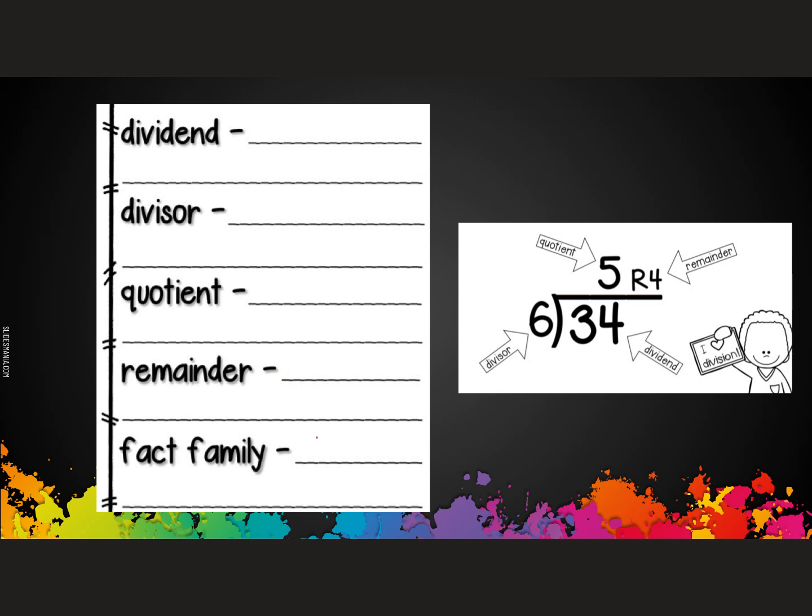A fact family is a group of related facts, and you can think of related like you're related to your mom and your dad and your brothers and your sisters, so they are a family.